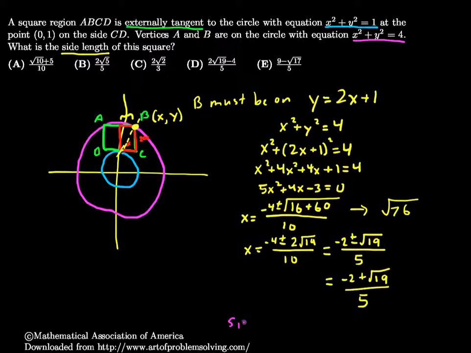So the side length is 2 times negative 2 plus root 19 over 5, which they rewrite with root 19 out front, so it's 2 root 19 minus 4, all over 5. The answer is D.